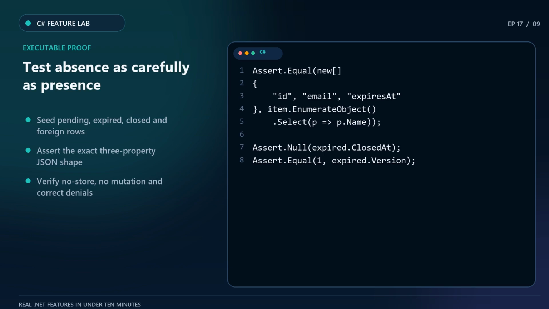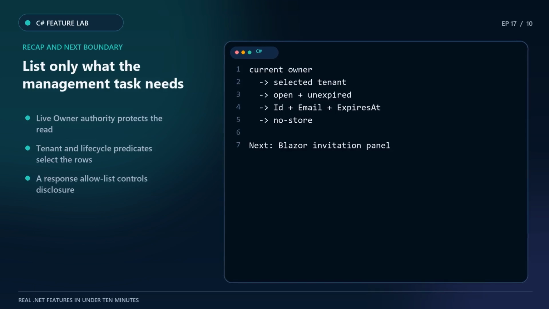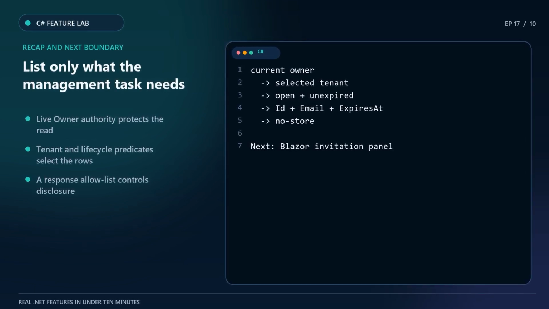Another current owner can see workspace invitations regardless of issuer. An empty workspace gets 200 with an empty array. Anonymous, member, stale membership version and stale security stamp sessions receive the expected denial. All 110 tests pass. We turned a simple list into an explicit privacy boundary.